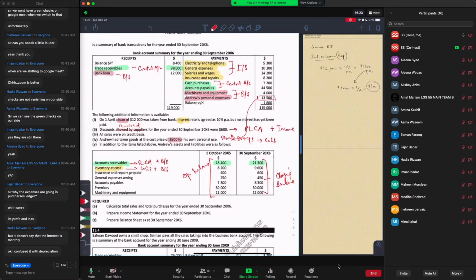Then we have some insurance and general expenses prepaid. So we are going to make those accounts here as well. So hopefully by the time we finish the incomplete records, the part about making your accrued and prepaid expenses accounts will also be figured out to a large extent. Accounts payable, that is your purchases ledger control account here, right? Purchase ledger control account plus the balance sheet, right?